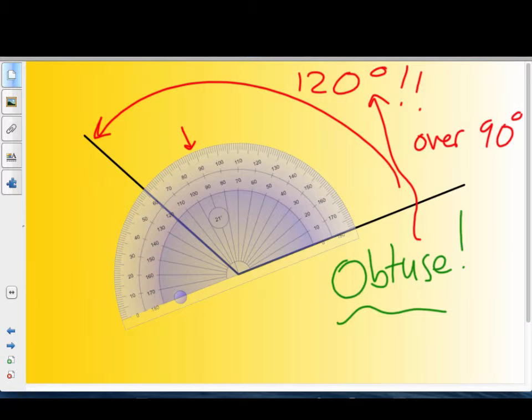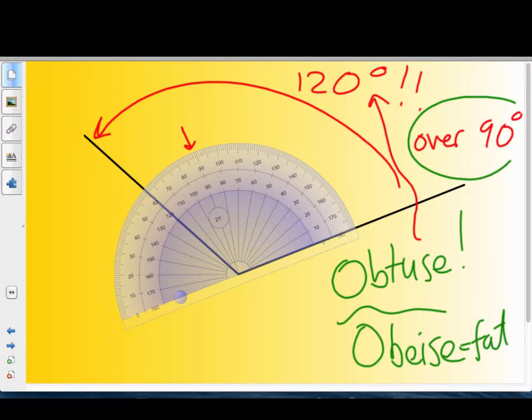And if you can't remember what obtuse means, I like to remember that obese people, I think this is how you spell obese, I hope it's with an S, obese people are actually very fat. And this is quite a fat angle. And we say that it's fat because it's over 90 degrees. It's over this bit here. On the other hand, let's look at some cute little angles. I call them acute angles, and so does the rest of the planet.